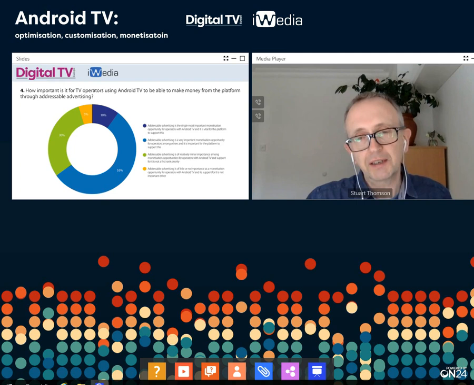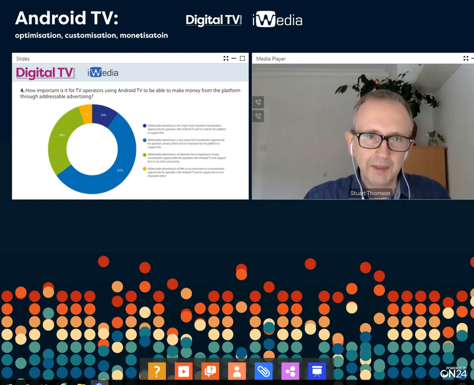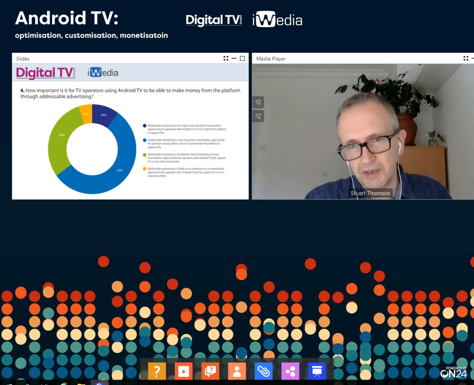Some 65% of respondents agree that addressable advertising is a very important or the single most important monetization opportunity for operators with Android TV, and consequently, and this is crucial, that it's important for the platform to support this. So the 65% you can see there in the blue bands, the dark blue and the mid blue. With the dark blue people who think it's absolutely transformative. And then you've got some 35% in the rest of the chart there who are a bit more skeptical. They think either it's not that big an opportunity or not at all, in the orange part of the pie chart. But those are a minority.